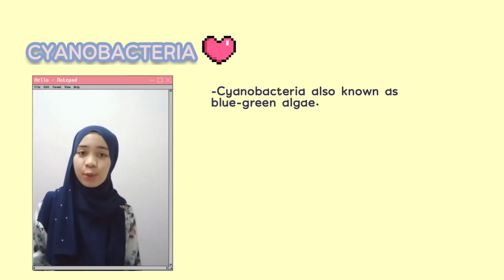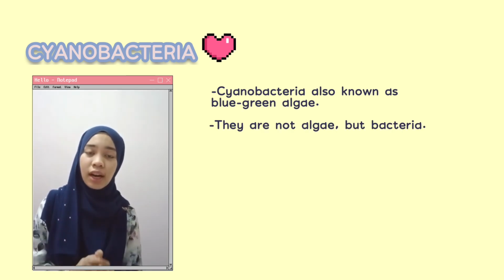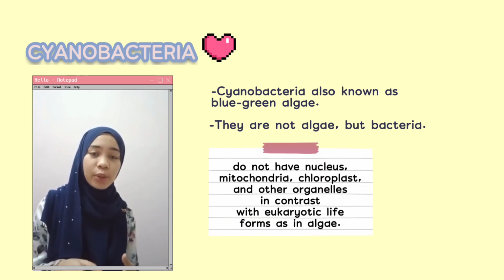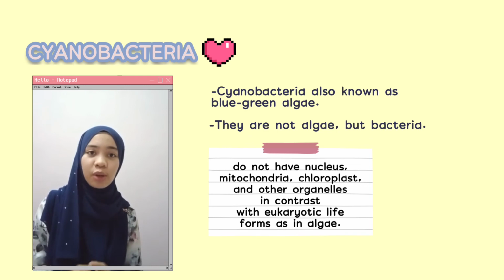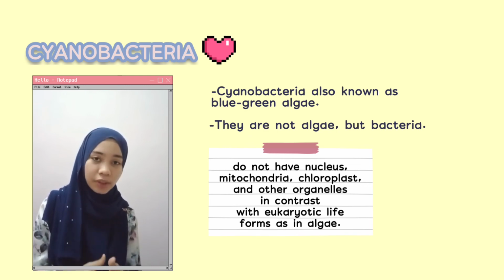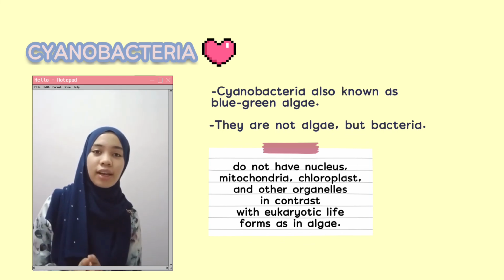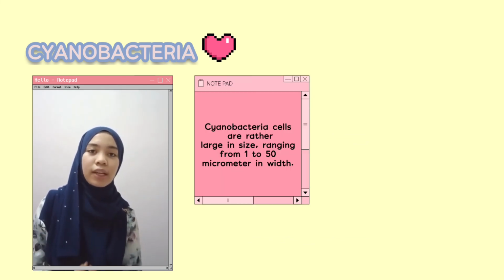Cyanobacteria are also known as blue-green algae. But cyanobacteria are not algae, instead they are bacteria. This is because cyanobacteria don't have organelles like a nucleus or chloroplast. This is in contrast with algae, which are eukaryotic cells. This means cyanobacteria are prokaryotic cells.